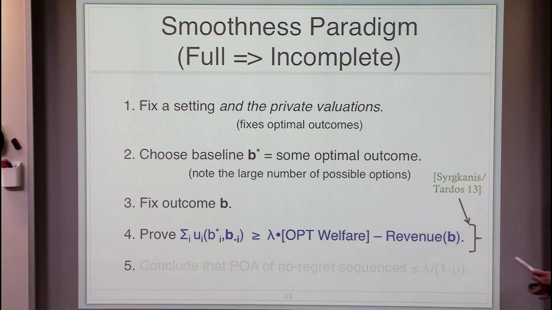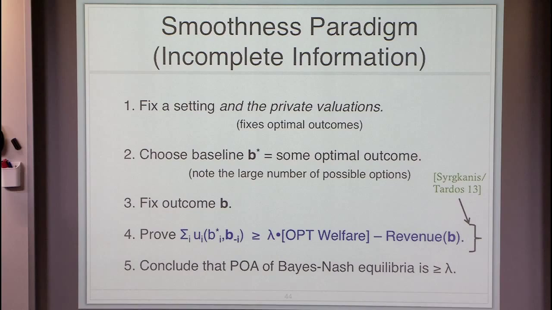And then now, before we were extending the no-regret sequences to lambda over 1 minus mu, now we're going to extend the Bayes-Nash equilibria, and mu is 1, and it turns out when the dust settles, the right answer is going to be lambda. Okay, so you want to think about lambda here as something at most 1, the closer to 1, the better. Okay. So this is the plan. Okay, this is how it changes when we go to the incomplete information setting.